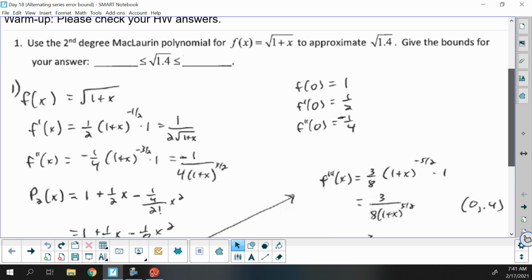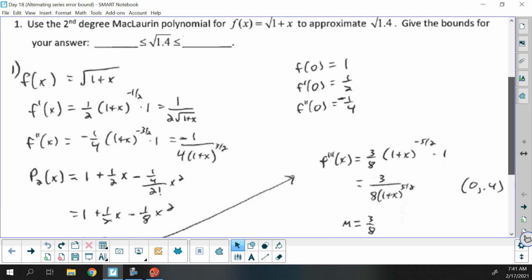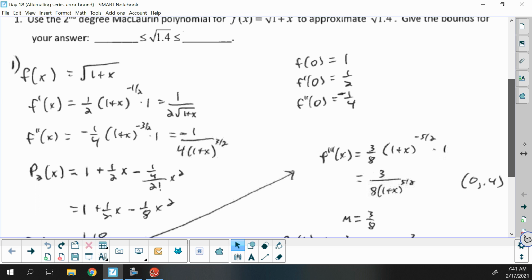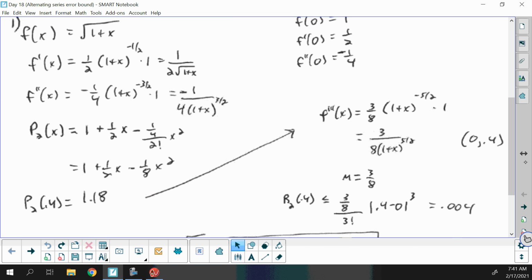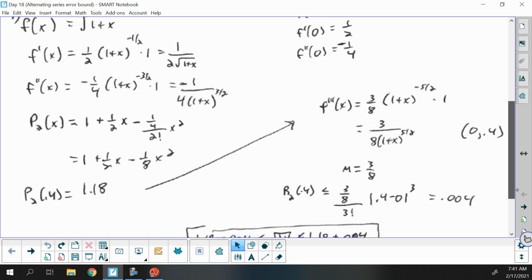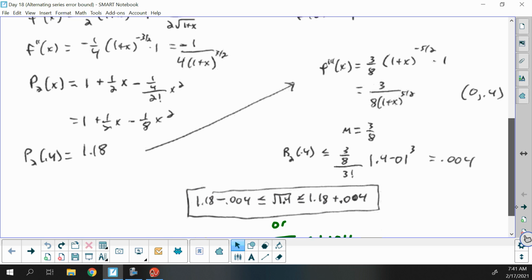And then we need our next derivative. So here's our third derivative over on the right. We're on the interval from 0 to 0.4. The bigger things that are subbed in for x make the denominator larger, making the value smaller. So our biggest value of that derivative will be when x is 0 on the interval 0 to 0.4. When you put that in, you get 3/8 for your value of m.